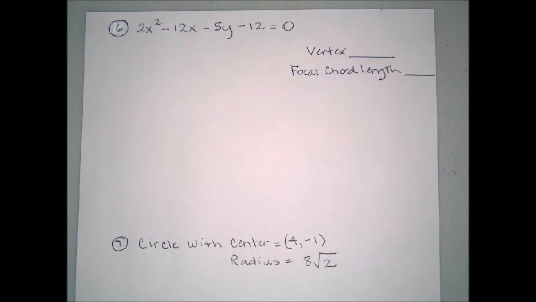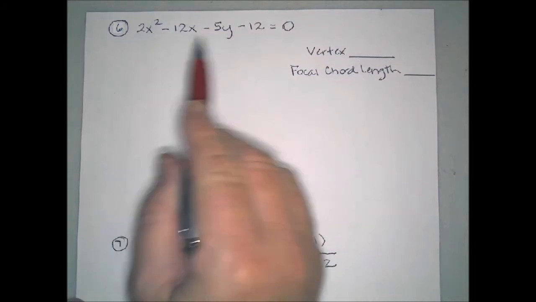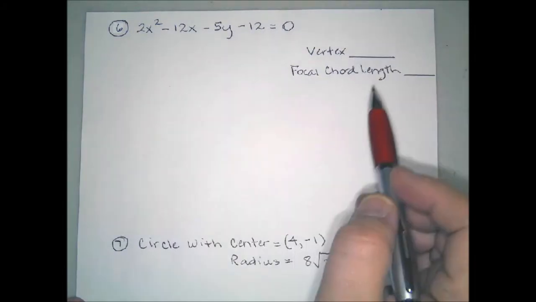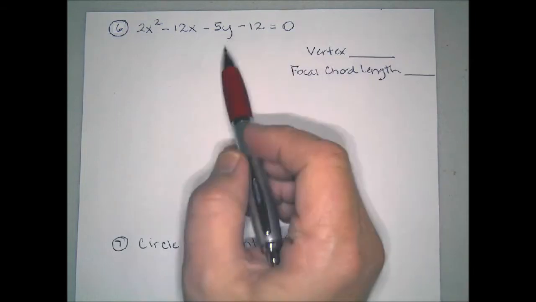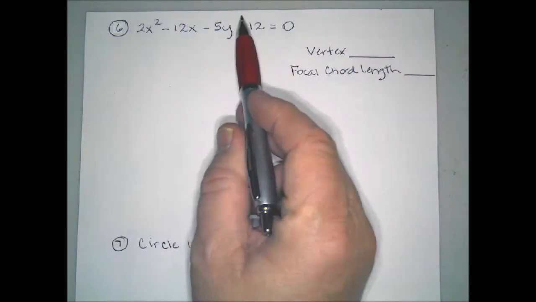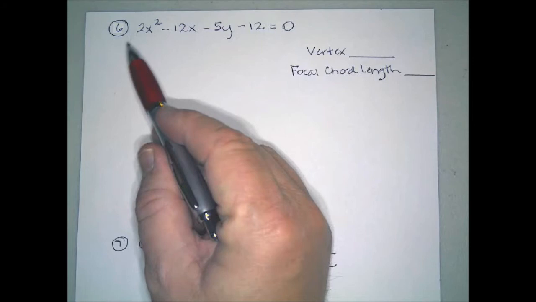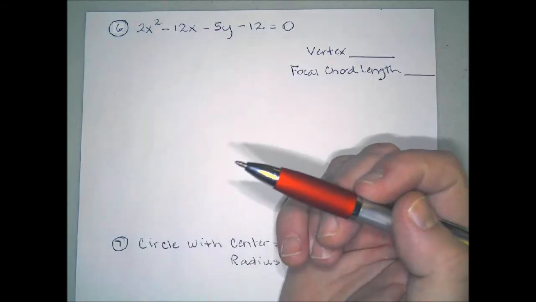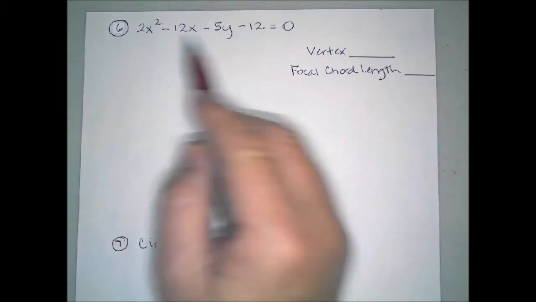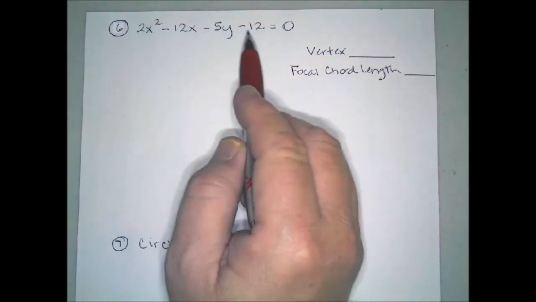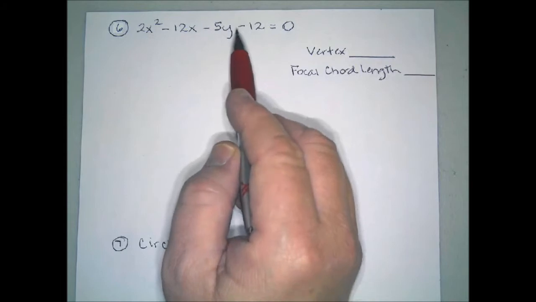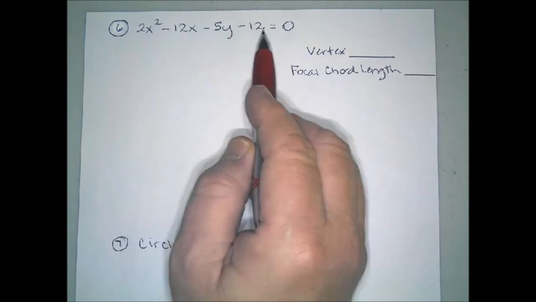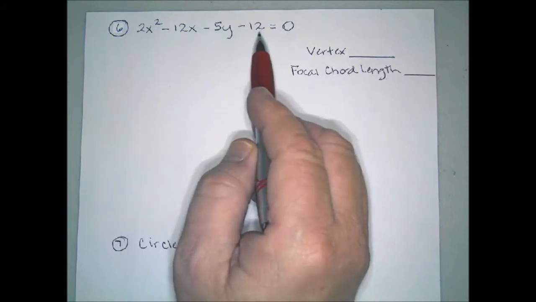Okay, the next problem I'm going to do is problem number 6. This is the equation that was given to us, and it's asking for the vertex and the focal chord length. Well, we already know something about this parabola. Y is to the first power, and x is to the second power. So this is either going to be an up or a down parabola. And as always, if I look at the equation and I cannot tell what the vertex is simply from the equation, then that means I'm going to have to complete the square.